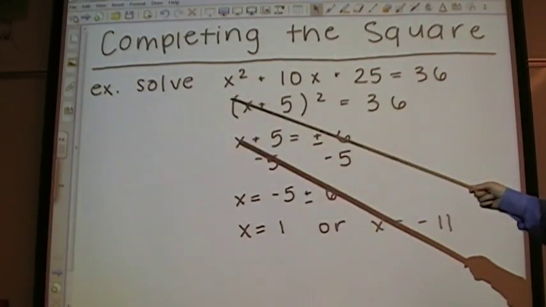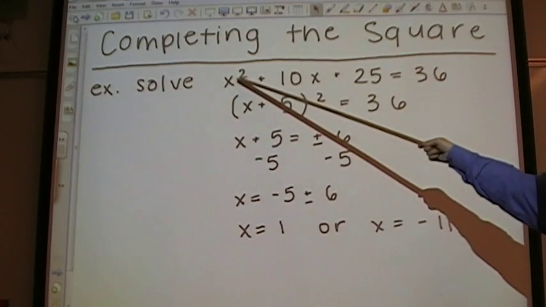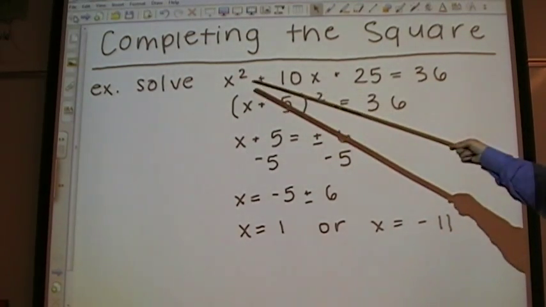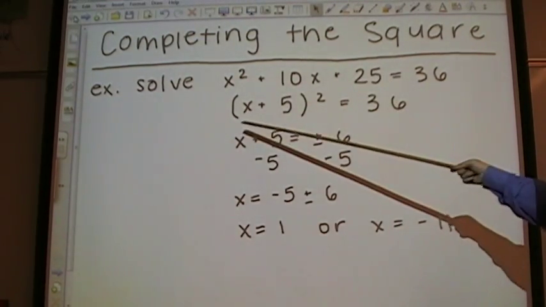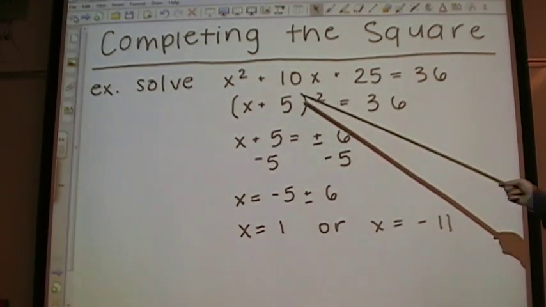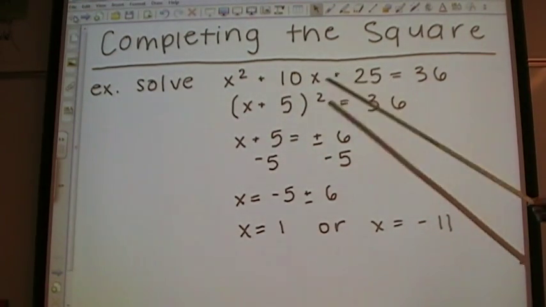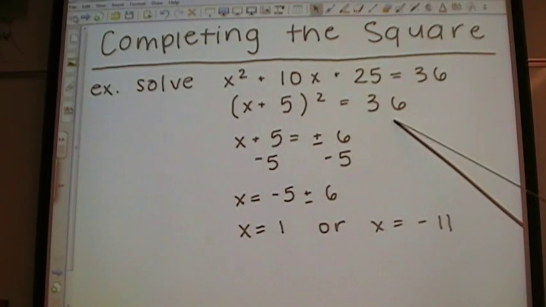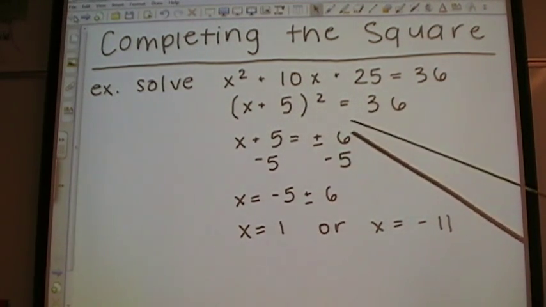So this goes back to the factoring section. We know to factor this left side, x squared plus 10x plus 25, to x plus 5 squared, because this is a perfect square trinomial. Don't mess with the 36.